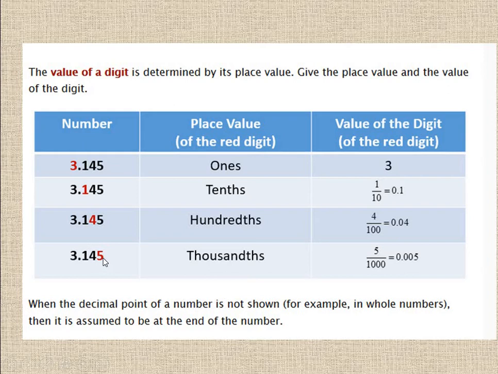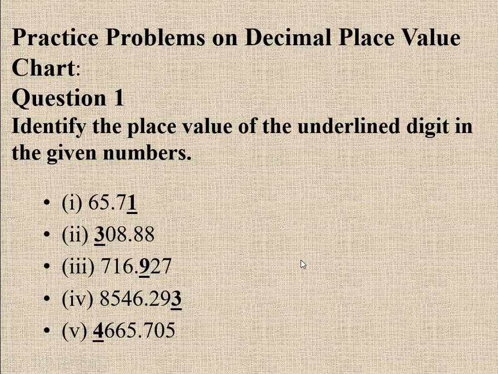The next digit is 5. In 3.145, the place of 5 is thousandths and the value will be 5 by 1000 or 0.005. When the decimal point of a number is not shown, for example in the whole numbers, then it is assumed to be at the end of the number.